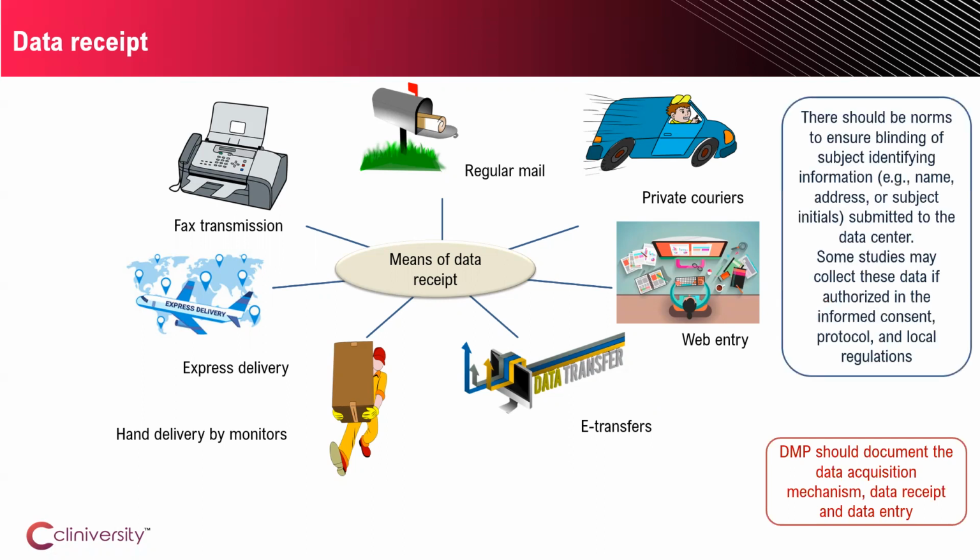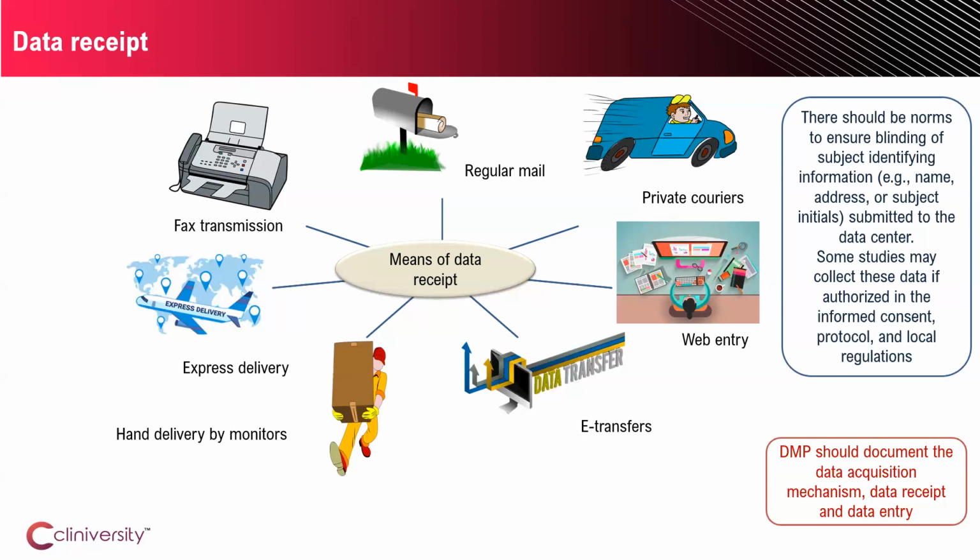There should also be standard operating procedures in place to ensure that the blinding of the subject identifying information remains, especially the name, address, and subject initials, unless collection of this data has been authorized in the informed consent protocol as well as the local regulations. Otherwise, the blinding has to be maintained while doing this data transfer. Ensure that a process is in place to quickly identify incidences of violation of data privacy conventions and laws.